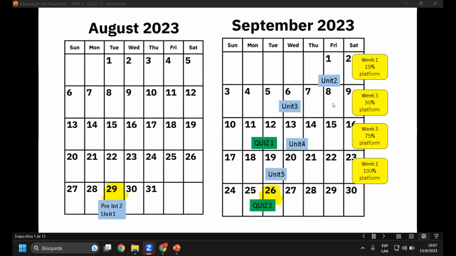Remember, let me show you the calendar. Guys, basically, we just have one more week. Today is the 13th, so we are going to finish on the 26th if everything goes well. So look, basically, we have just one more week. We are starting unit number 4 next week, and we are going to start unit number 5. And remember, on the 25th and 26th, we are going to have the last speaking evaluation. Okay, so we need to run.